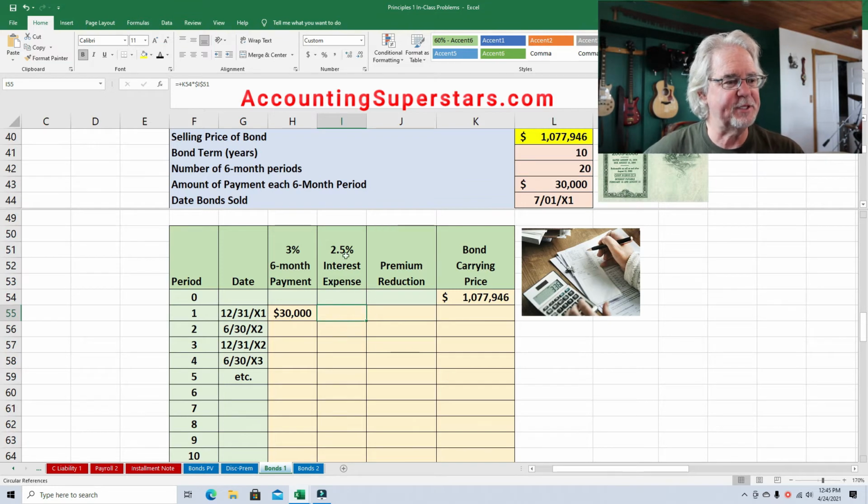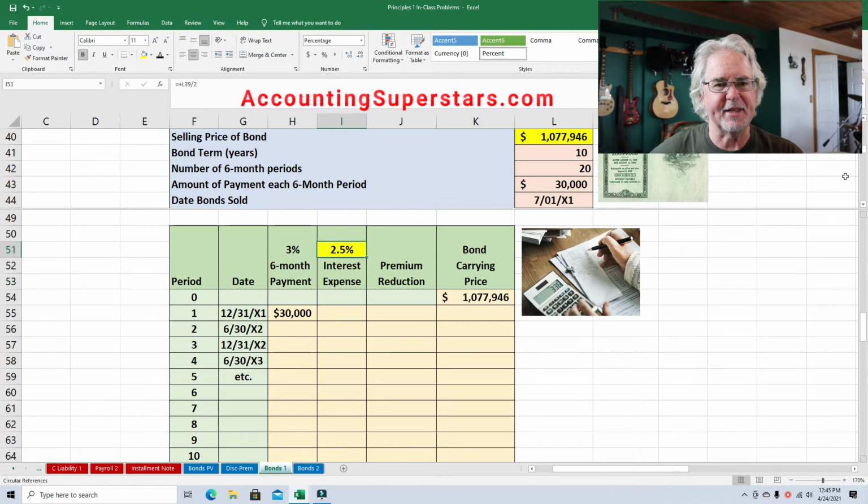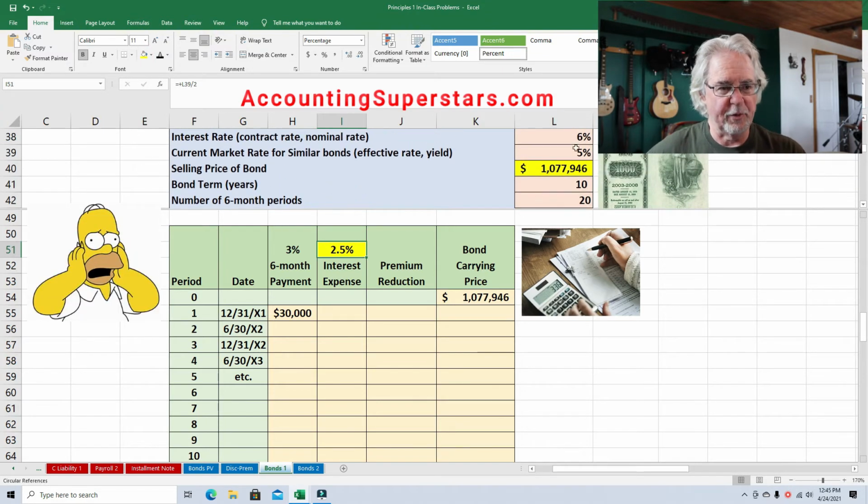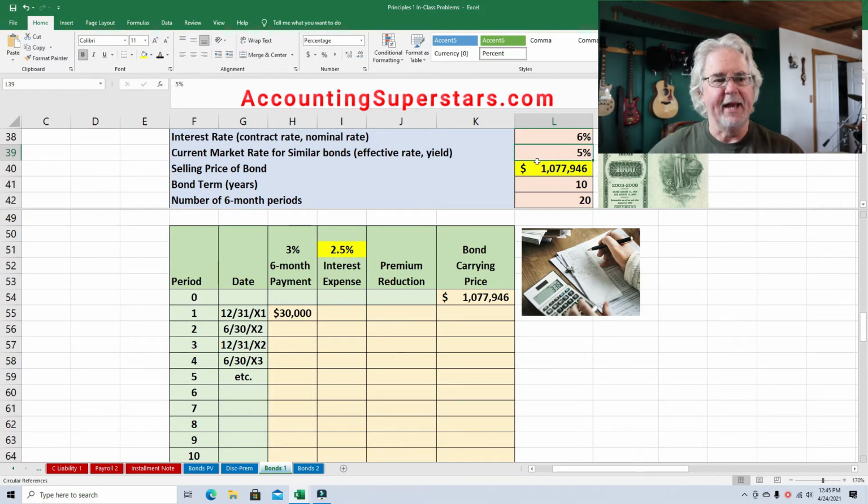Now, the interest expense is 2.5% times $1,077,946. And you might be saying, oh, wait a minute. Where are you getting that 2.5%? That's weird. Haven't seen that. Well, what it is, the market rate is 5%. And what we do, since the payments are every 6 months, is we cut it in half. 5% divided by 2 is 2.5%. So that's where it comes from. So we're using the market rate.